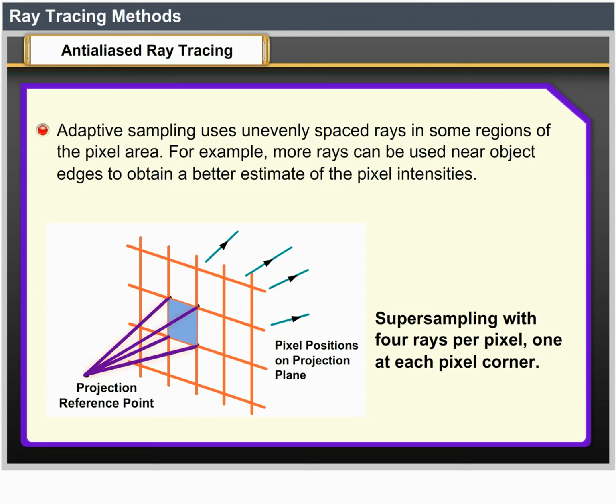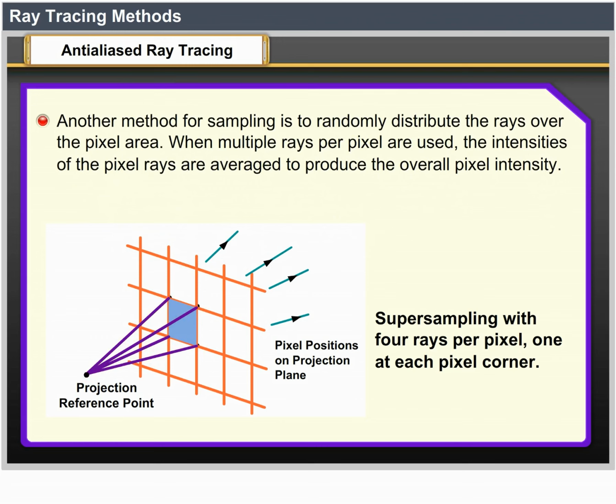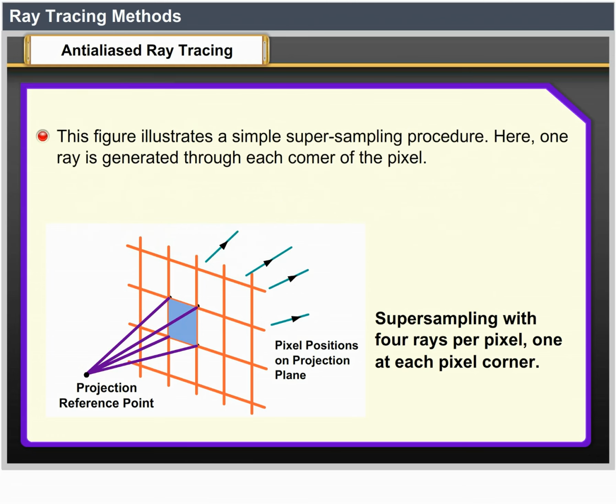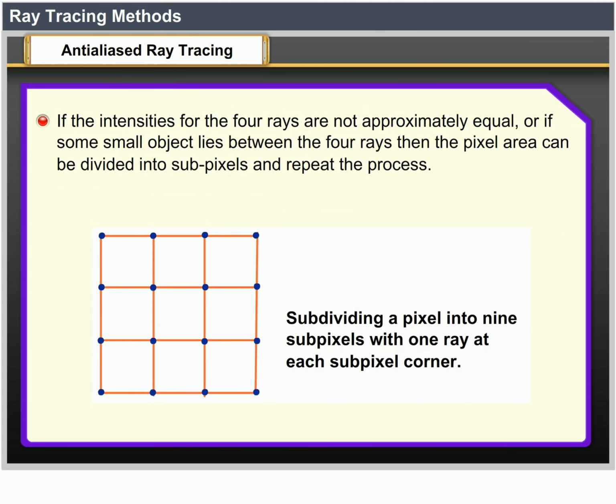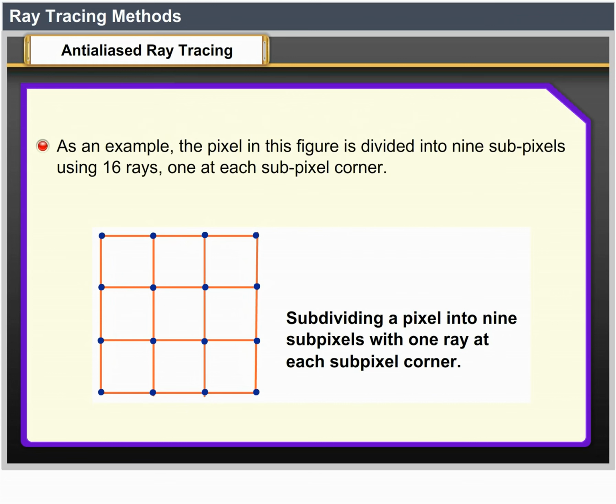Another method for sampling is to randomly distribute the rays over the pixel area. When multiple rays per pixel are used, the intensities of the pixel rays are averaged to produce the overall pixel intensity. This figure illustrates a simple supersampling procedure. Here, one ray is generated through each corner of the pixel. If the intensities for the 4 rays are not approximately equal, or if some small object lies between the 4 rays, we divide the pixel area into subpixels and repeat the process. As an example, the pixel in this figure is divided into 9 subpixels using 16 rays, one at each subpixel corner.